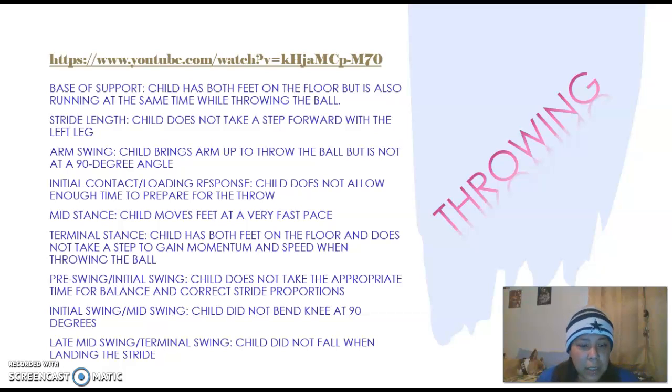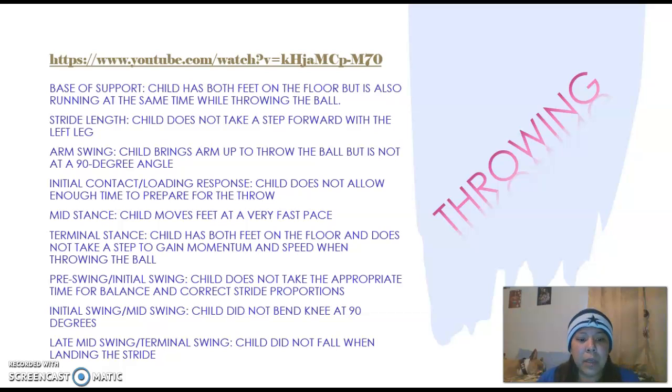Initial contact, loading response, child does not allow enough time to prepare for the throw. The mid stance, child moves feet at a very fast pace. Terminal stance, child has both feet on the floor and does not take a step to gain momentum and speed when throwing the ball.